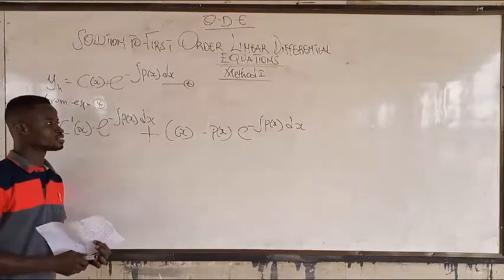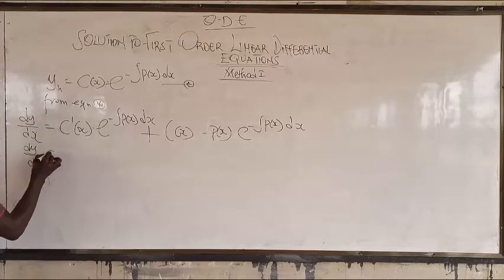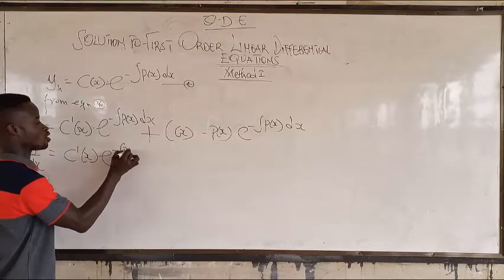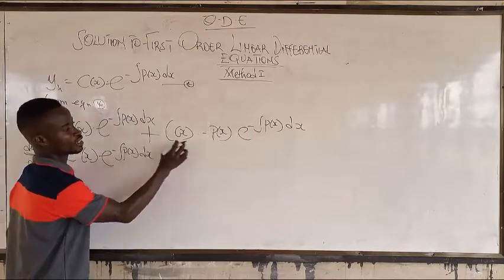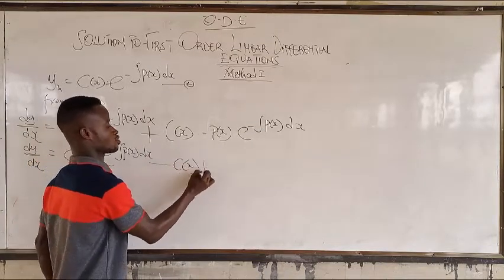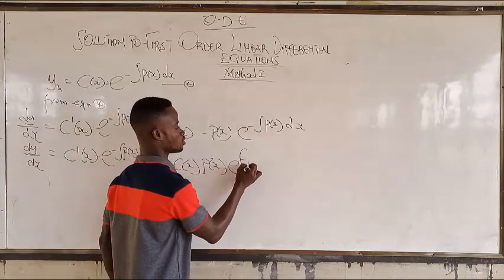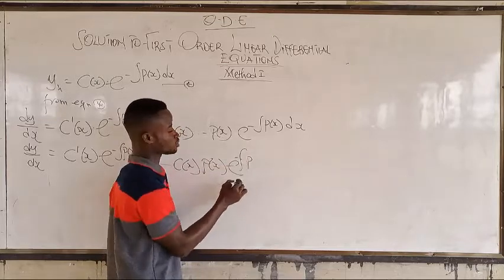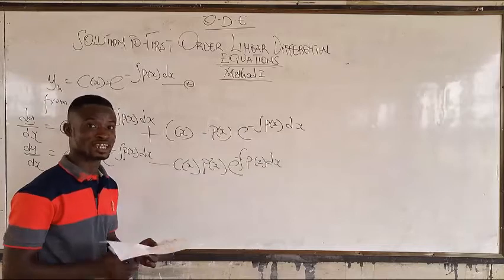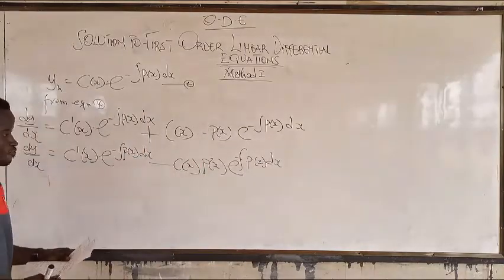Alright, so since it's clear, we continue from here that dy/dx is going to be equal to c prime of x e raised to power negative integral of p of x dx. Now the negative here will affect this: minus c of x p of x integral of, let me bring it out. Hope I have cleared the air that the integration sign will come. Alright, very good.